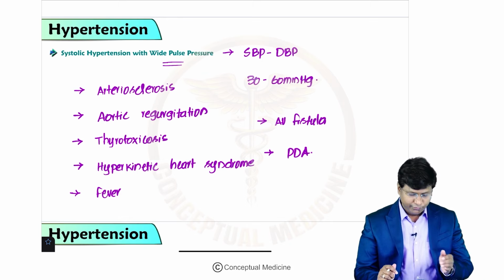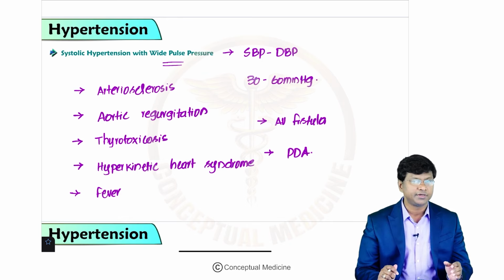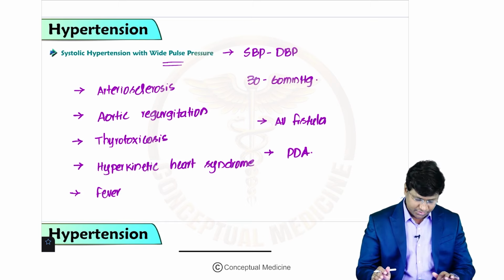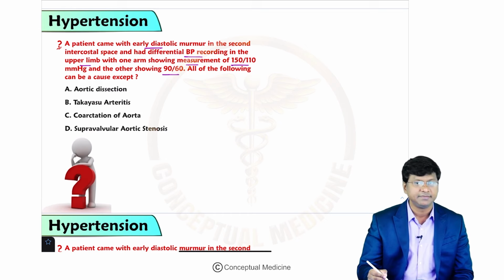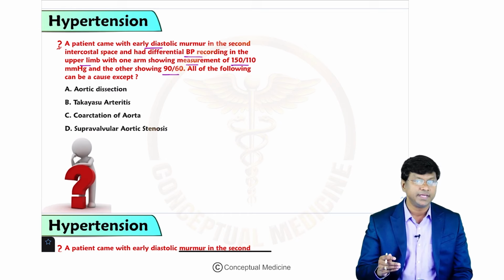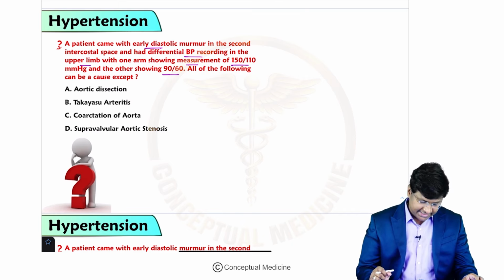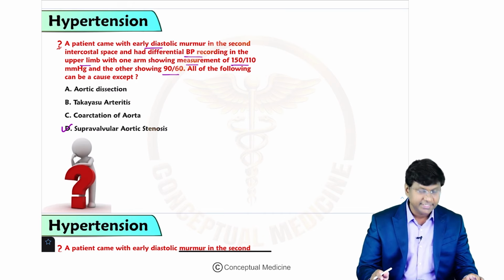Okay, next. Now, I'll show you a very important clinical scenario where you have a difference in the blood pressure between both the arms. A patient came with an early diastolic murmur in the second intercostal space and had differential blood pressure recording in the upper limb, with one arm showing a measurement of 150 by 110 millimeters of mercury and the other showing 90 by 60 millimeters of mercury. All of the following can be a cause except: aortic dissection, Takayasu arteritis, coarctation of aorta, supravalvular aortic stenosis. So, the answer in this clinical scenario is supravalvular aortic stenosis.